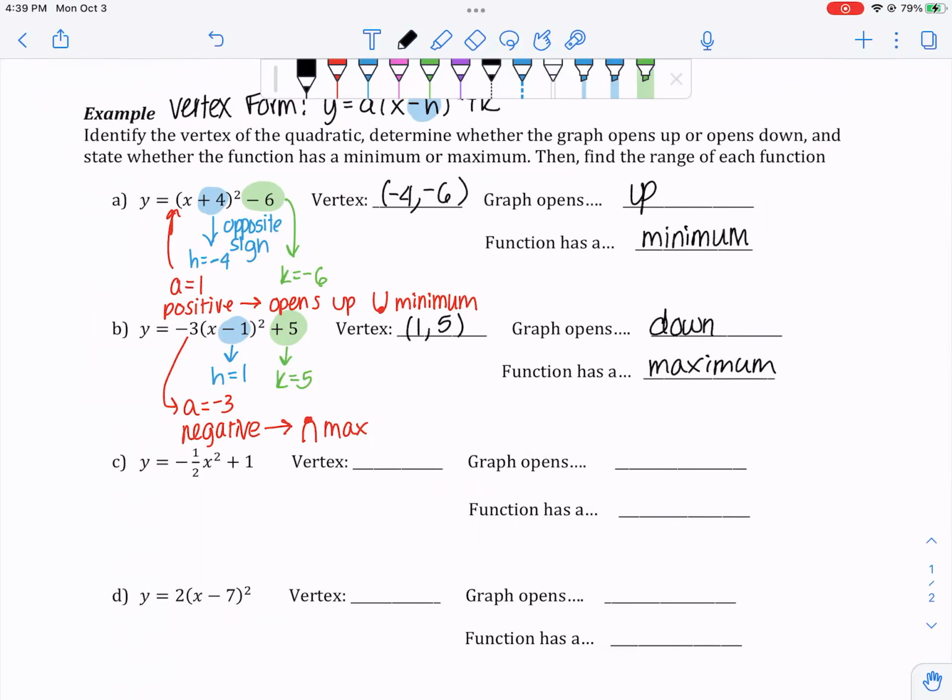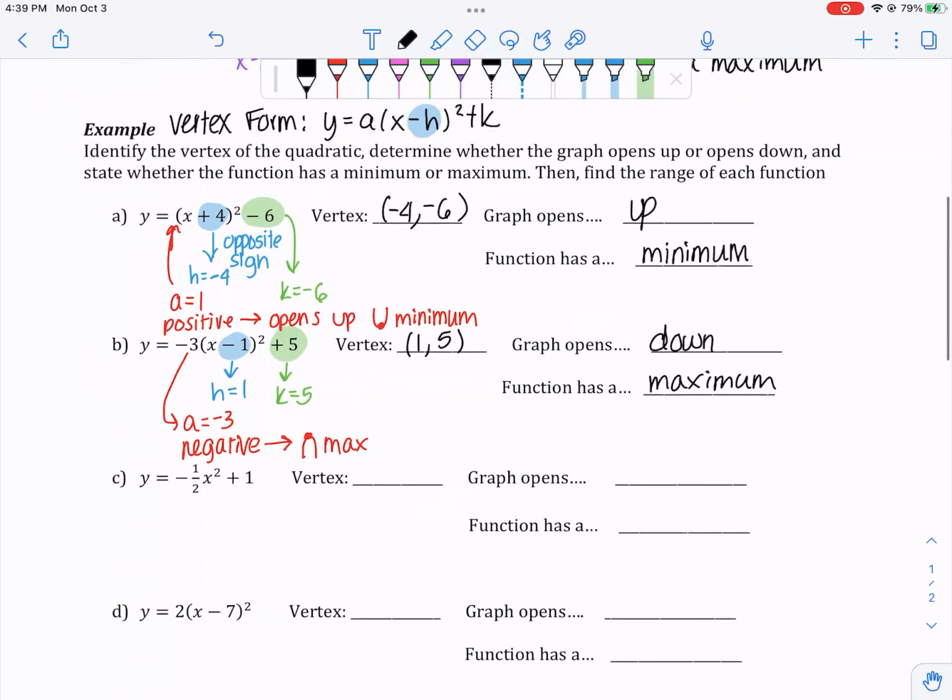These next few are a little bit stranger. So C doesn't look like it's in vertex form at all because it doesn't have this x minus h portion of it. But we really could rewrite this as y equals -1/2 (x minus 0) squared plus 1, because if you simplify it, it does simplify to the same thing. And if we do it like that, we're able to much easier pull out the h and the k values. So h is 0, k is 1. The vertex is at (0, 1).